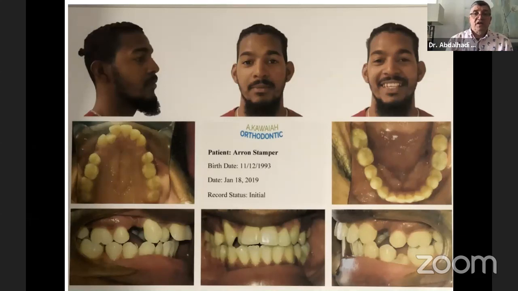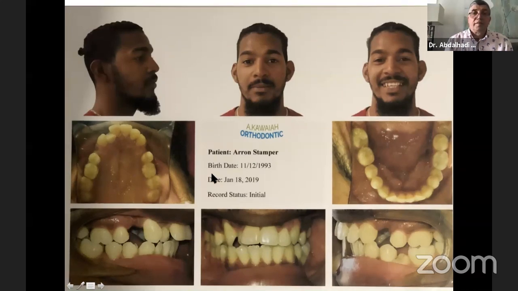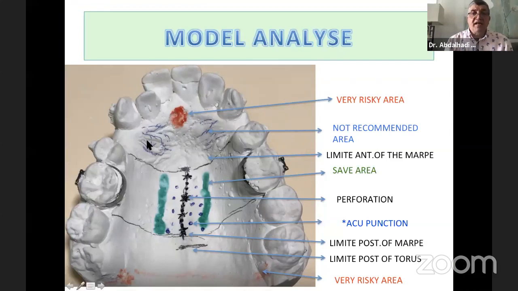Another patient, his name is Aron. He came from another orthodontist office, with the teeth already extracted, the first premolar. Here in the model, I traced for you the areas that are very risky. It's the papilla retroincisive, and the areas where I don't recommend any screw or TAD. And this is the anterior limit of the Marpe, which is a virtual mesial line between the first premolars. And the safe area, I traced with green.